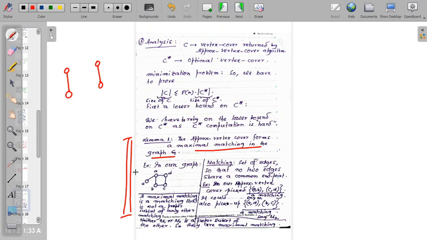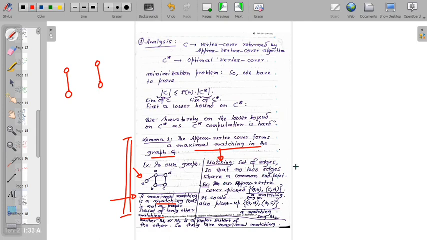And we had this original graph here. And a maximal matching, the definition is, a matching that is not a proper subset of any other matching. Okay. Now, what is a matching? Matching means a set of edges so that no two edges share a common endpoint.